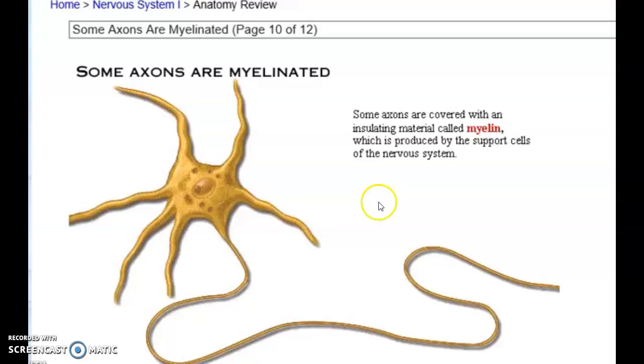Okay, let's continue talking about these neurons. One of the most important things that we need to understand about neurons is that the axons can be myelinated or unmyelinated. So what is myelin? Well, it is actually an insulating sheath made up of a specific type of neuroglial cell called a Schwann cell. And what it does for the axon is it speeds up the ability to send the action potential.